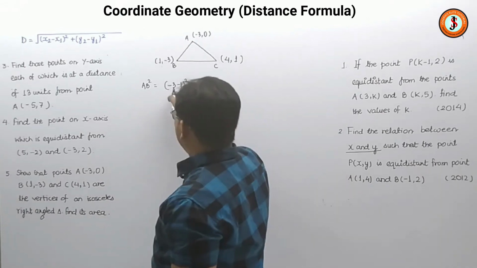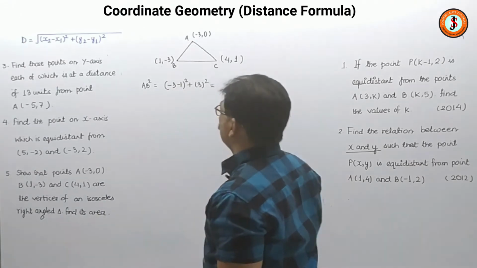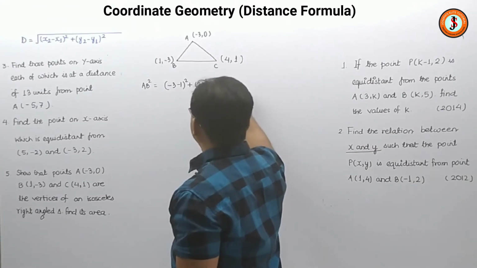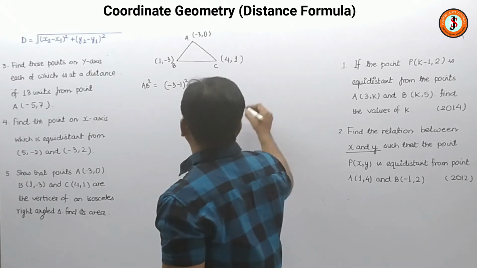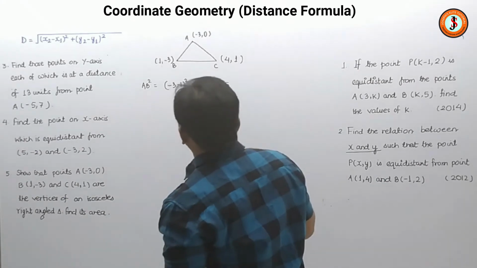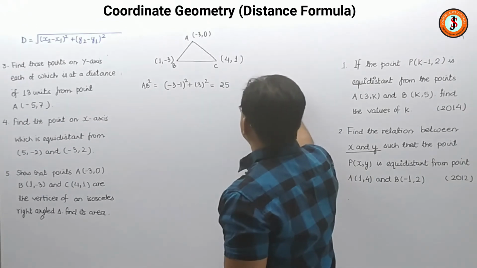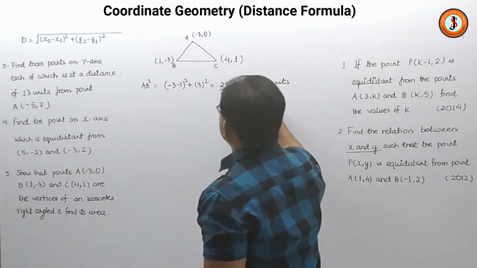So this will be how much? Let us see. Minus 3 minus 1 is minus 4. 4 square is 16 and 9 is 25. So AB square is 25, so AB is 5 units.